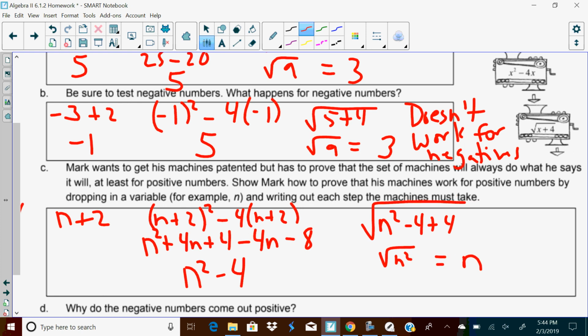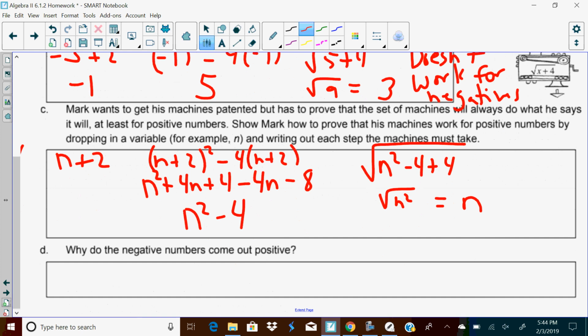So why do negative numbers come out positive? It's because in this case, the square root of x squared, we're saying, is the absolute value of x. So it would always be positive.